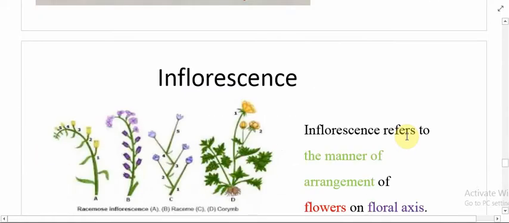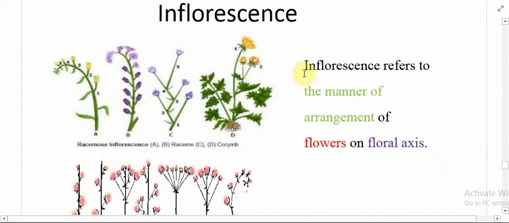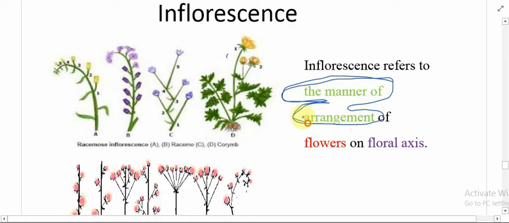Then comes one thing, inflorescence, a new term for you. What is inflorescence? By definition, inflorescence refers to the manner of arrangement of flowers on the floral axis. Means, look, the manner of arrangement means how the flowers have been arranged. You can see in this particular stick of a plant the location of the flowers, 1 2 3 4 on one side.